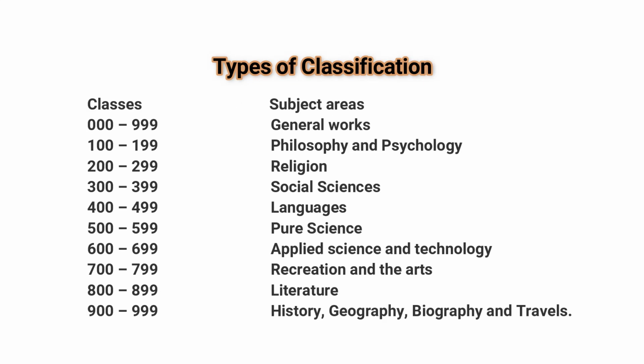Classes, subject areas of the DDC. We have 000 to 099 as general works, 100 to 199 as philosophy and psychology, 200 to 299 religion, 300 to 399 social sciences, 400 to 499 languages, 500 to 599 pure science, 600 to 699 applied sciences and technology, 700 to 799 recreation and the arts, 800 to 899 literature, and 900 to 999 history, geography, biography, and travels.